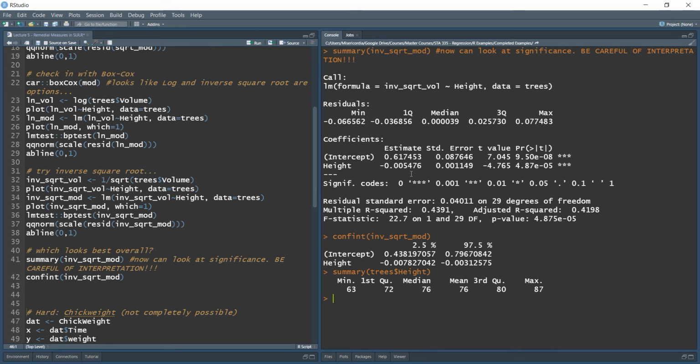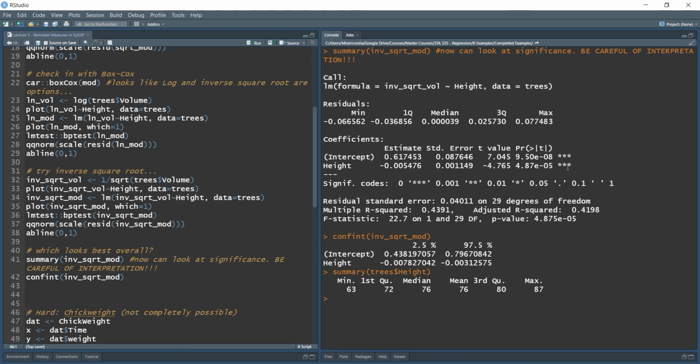And the reason is because this transformation really makes it impossible to interpret the nature of the relationship between height and volume directly. Again, we demonstrated earlier how we can statistically, quote unquote, interpret this relationship between height and the inverse square root of volume, but literally no one cares. Nobody cares about the relationship between height and the inverse square root of volume.